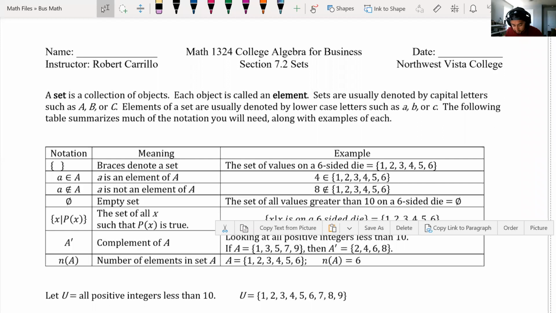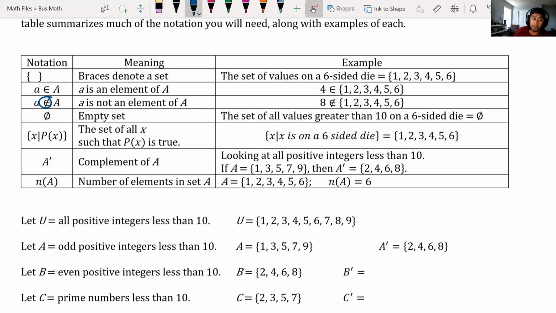So a set is a collection of objects. Each object is called an element. Sets are usually denoted by capital letters, such as A, B, or C, and elements of a set are denoted by lowercase letters, such as a, b, c. The following table summarizes the notation we will be using today. Okay, so the braces will denote a set.